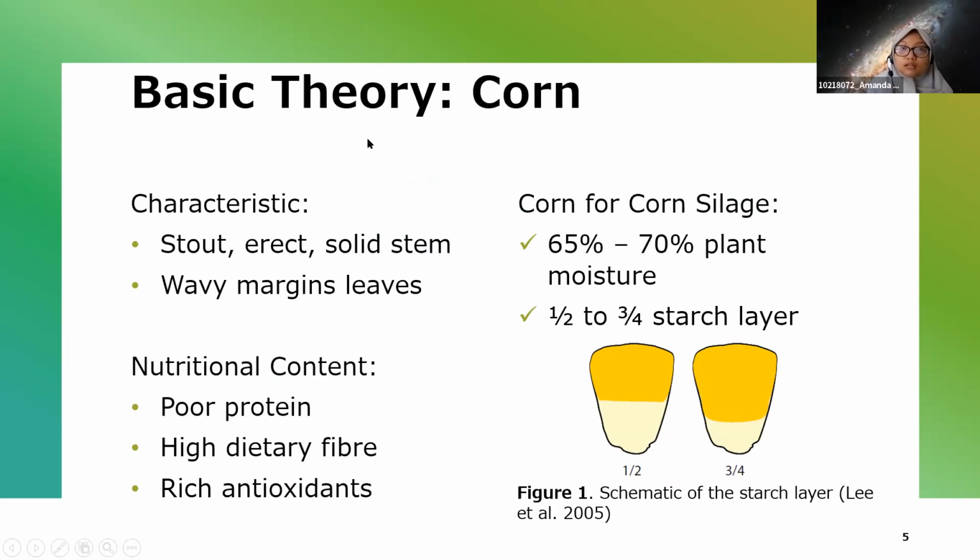Corn is a cereal and grain crop that has a stout, erect, and solid stem, and its leaves have wavy margins. If we compare the nutritional content of corn with other cereals, the protein contained in corn is relatively poor, but corn is high in dietary fiber and rich in antioxidants. Corn used for corn silage should be harvested at least when it has 65 to 70% humidity and the starch layer extends from 1/2 to 3/4 of the kernel portion, as in figure 1.